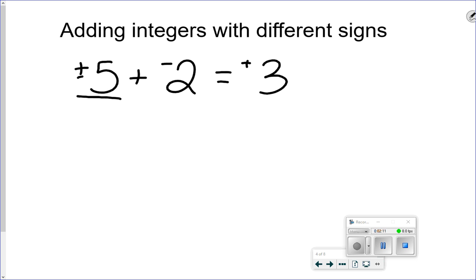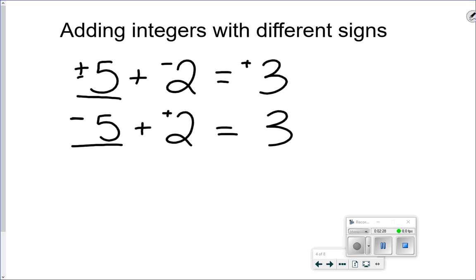If we switch the signs, if we do another example of, say, a -5 plus a +2, my difference is still 3. The difference between 5 and 2 is still 3. But since my bigger number, 5, is a negative, my answer is a -3. So you subtract the numbers, use the sign of the bigger number.